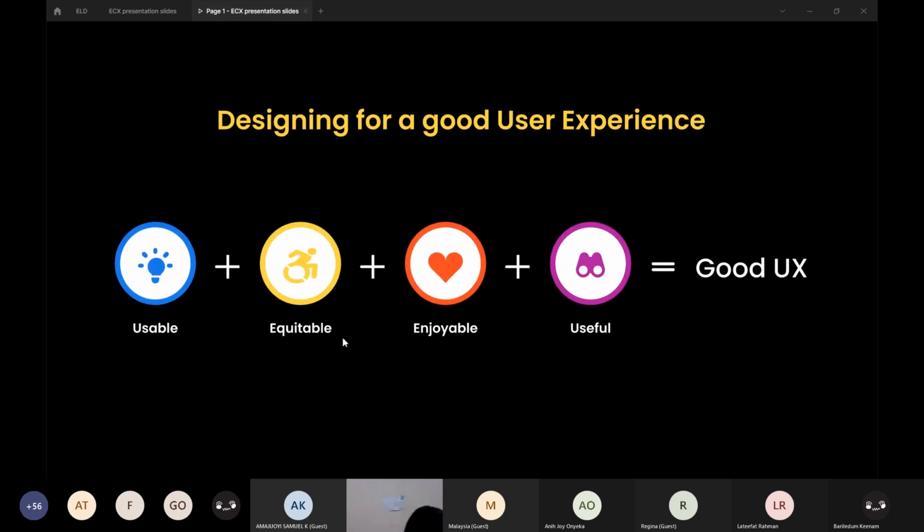So that brings us to designing for a good user experience. We have all been talking about UX, UX. Designing for a good user experience is also referred to as the UX quality matrix. For a user to have a good experience, the product must be usable, equitable, enjoyable, and useful. Like the image we have here now, all four of them equal a good UX. Next slide, please.